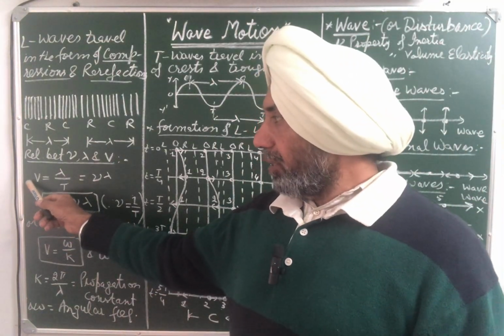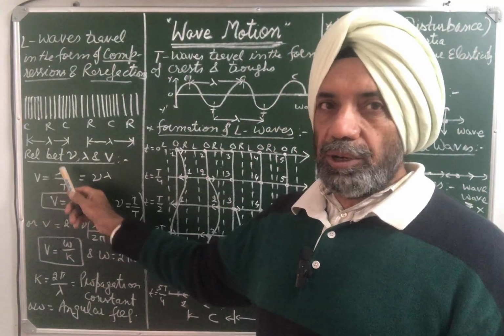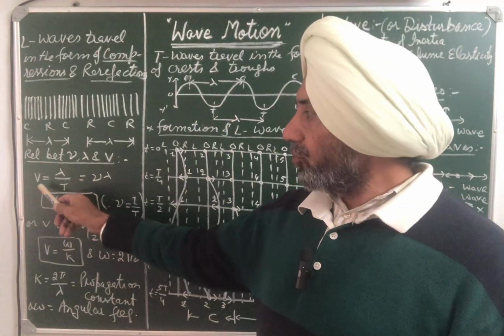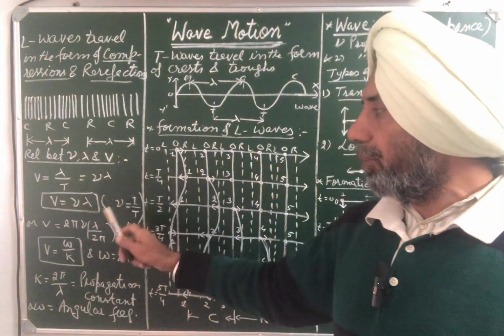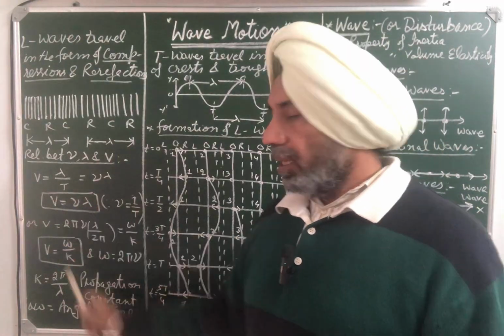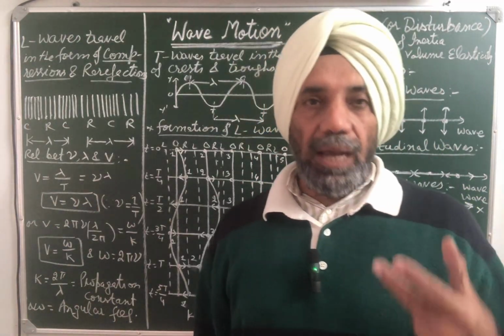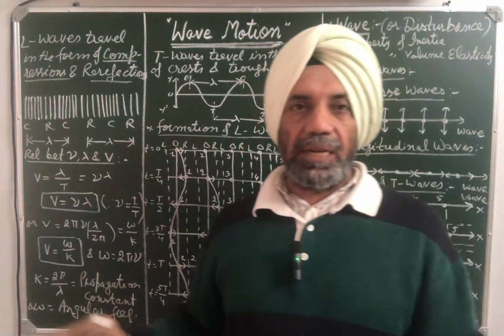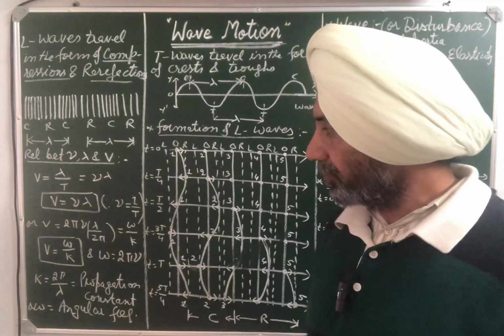By definition, velocity must be equal to distance traveled over time taken. During one time period T, the distance traveled is one wavelength. So v is equal to lambda upon T, or v is equal to nu lambda, because 1/T is equal to nu, the frequency of the wave. So v equals nu lambda is a fundamental equation of waves, and this equation is true for all types of waves, whether longitudinal or transverse.